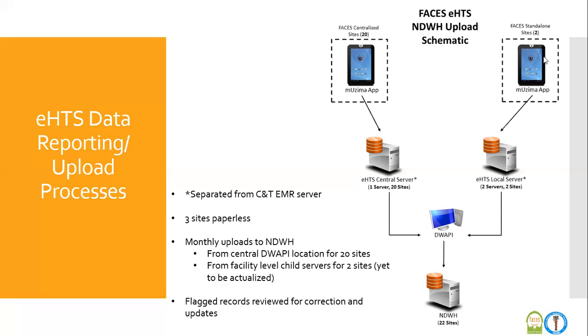From the local child server, our team has been trained, and they are able to upload the data from the local child server at site level directly to the national data warehouse. The main advantage that we have as a program is that the majority of our sites, 20 out of 22, have their data in one location. So it is easier to use the DOPI tool to upload the data at once to the national data warehouse. That is giving us a reporting rate of 91%. The 2 standalone sites I've just mentioned will start uploading their data this month, and therefore we'll have a 100% data reporting rate.